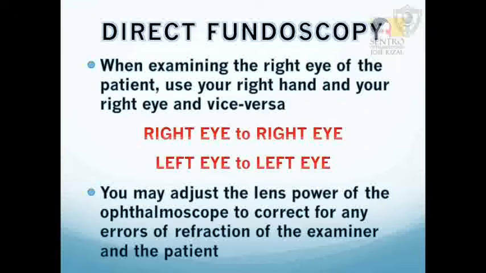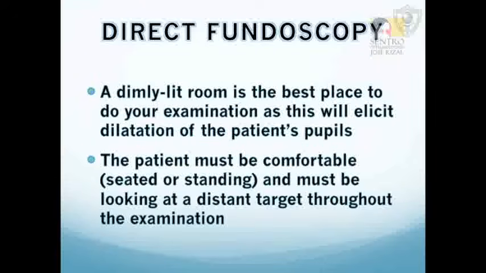You may adjust the lens power of the ophthalmoscope to correct for any errors of refraction of the examiner and the patient. A dimly lit room is the best place to do your examination, as this will dilate the patient's pupils. The patient must be comfortable and must be looking at a distant target throughout the examination.